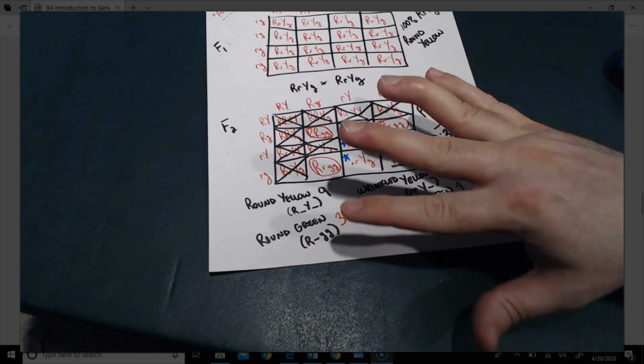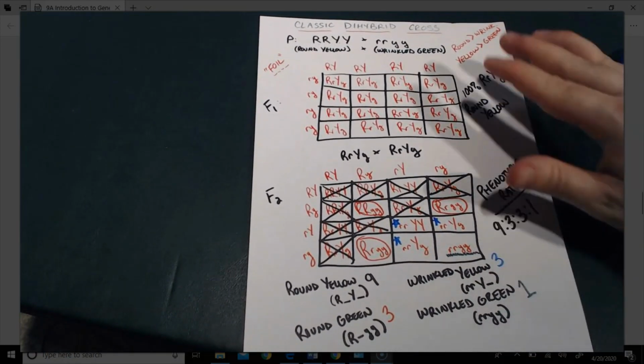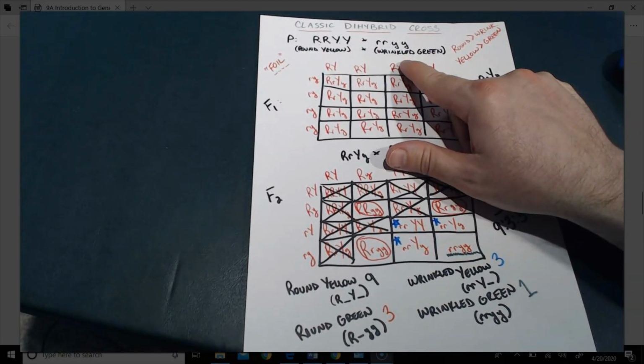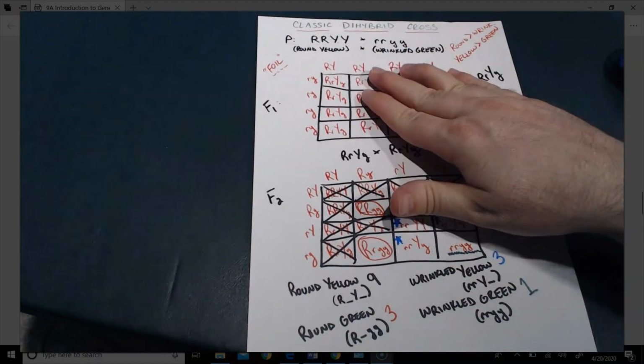Okay? So, regardless, getting back to the main point of this, we just did Mendel's classic dihybrid cross. We looked at not one gene, but two genes now. Okay? And we started off by saying what's dominant, what's recessive. We foiled our parents to put them on here.